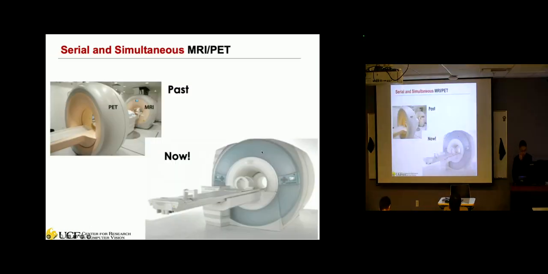So in the past, if we wanted to do different imaging modalities, usually the simple way is to put these imaging devices or scanners in series or simultaneously. In series, first you go through the PET scan, then you go to the MRI scan, then maybe you can use an image registration technique to fuse them.